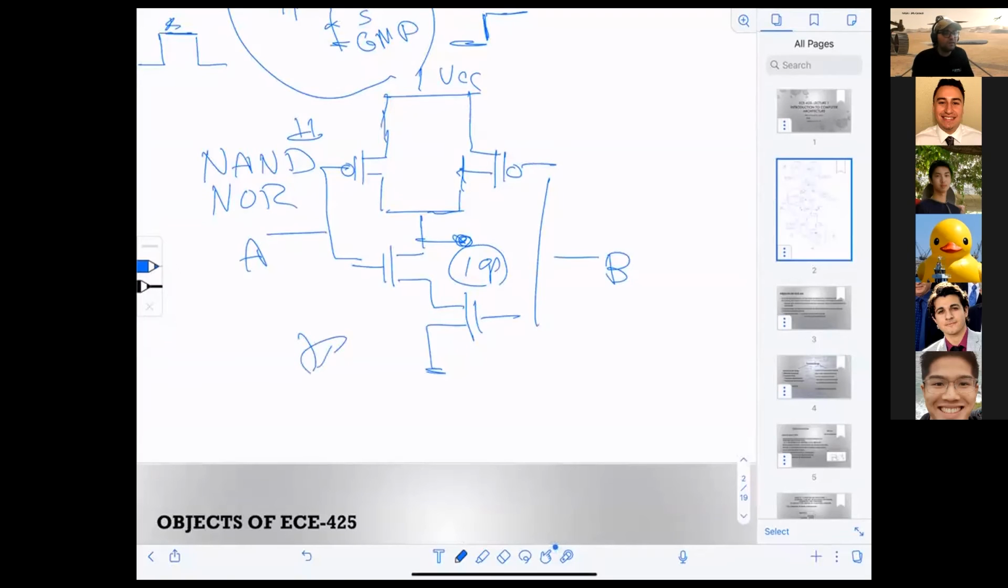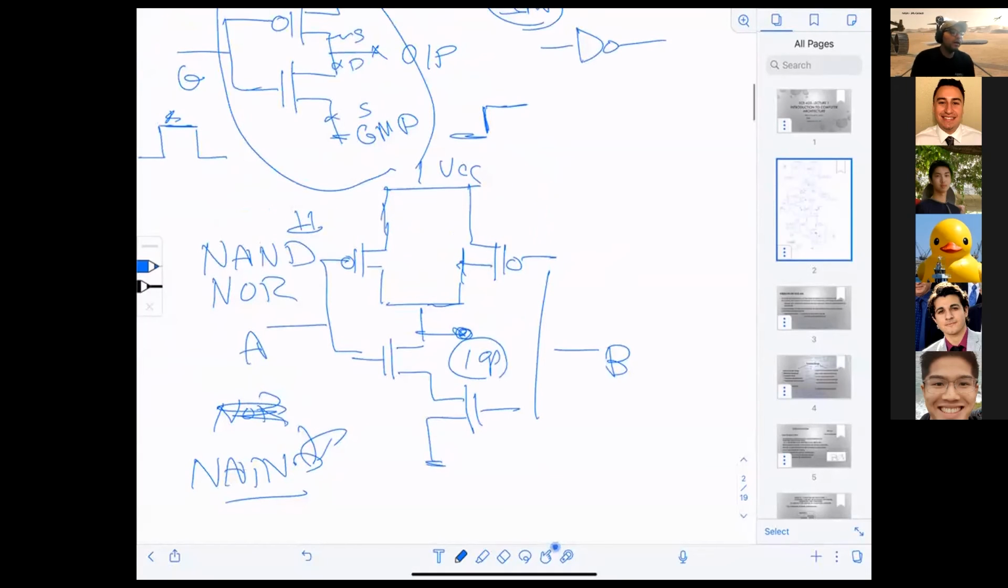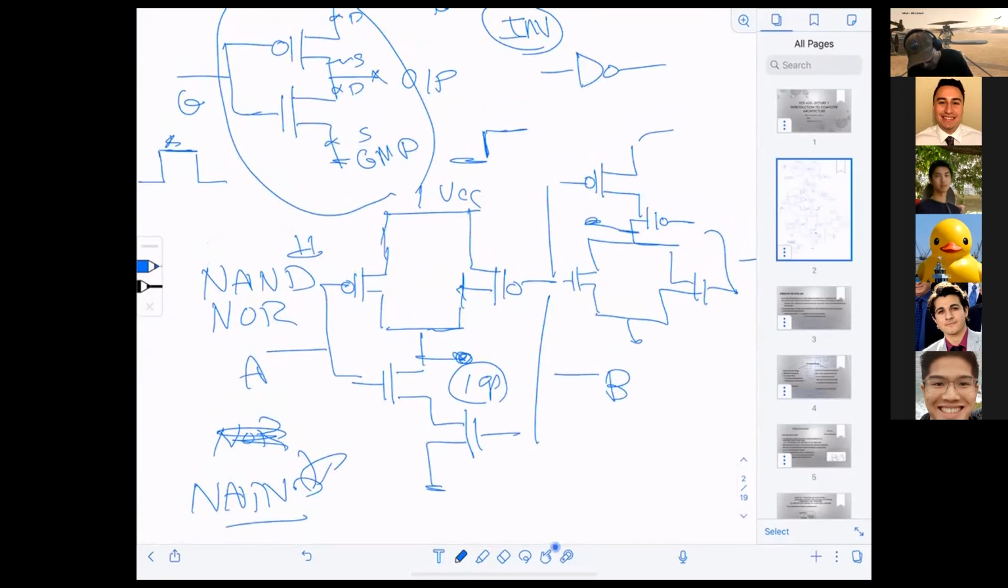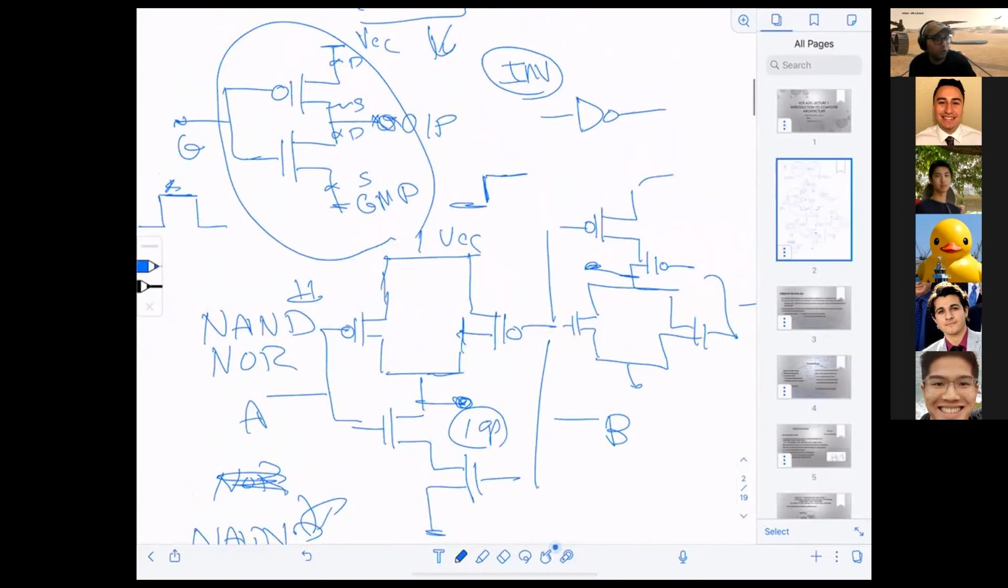This circuit configuration in front of you is describing NOR. Now, the reverse engineering of it is what? It's like that. Then if you would like to build OR from this, you take that output and connect it to this circuit, and this will be OR, and so on.